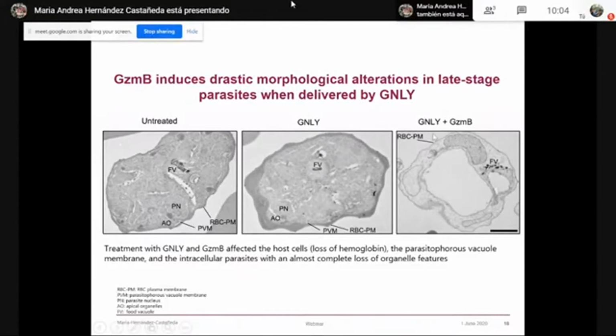But when we treated together with granulysin and granzyme B, then you see that there is a drastic alteration in the morphology of the parasite. There is loss of hemoglobin, and there is almost a complete loss of all the organelle features.